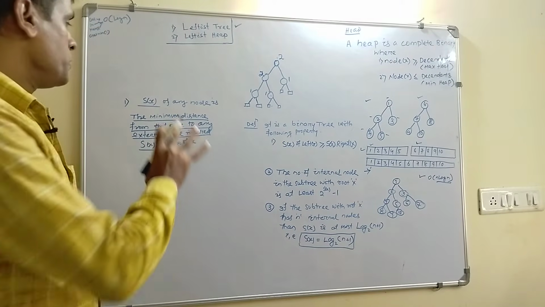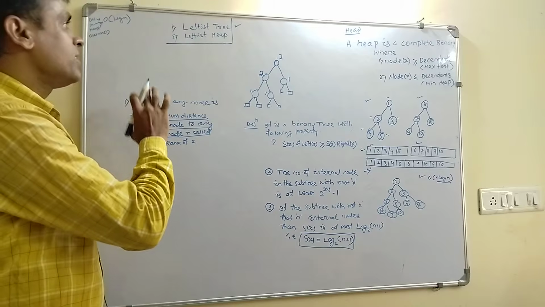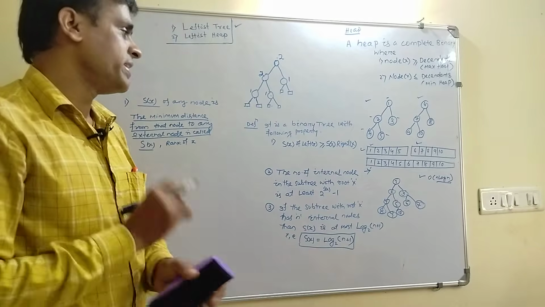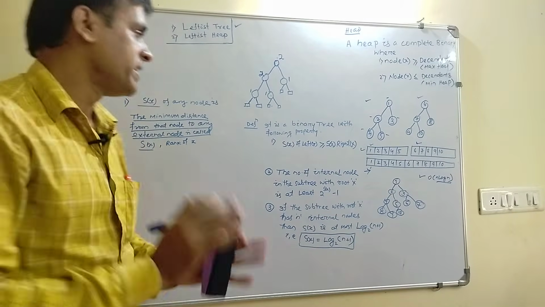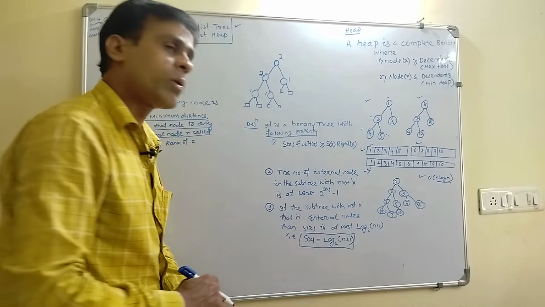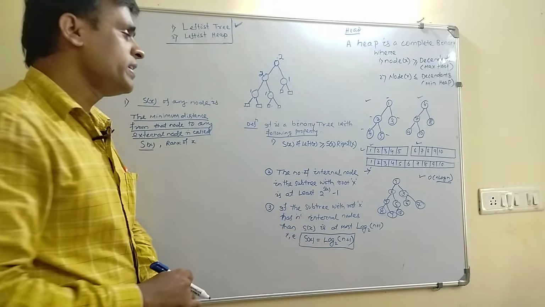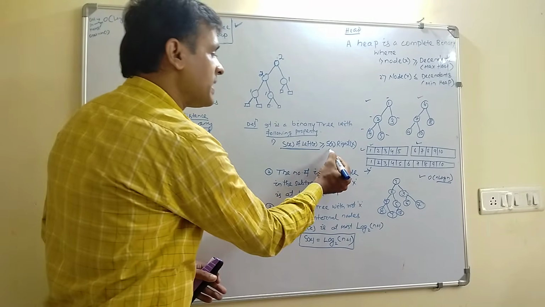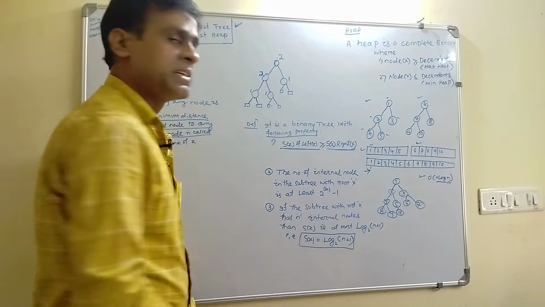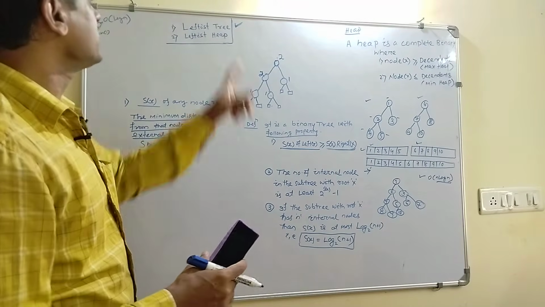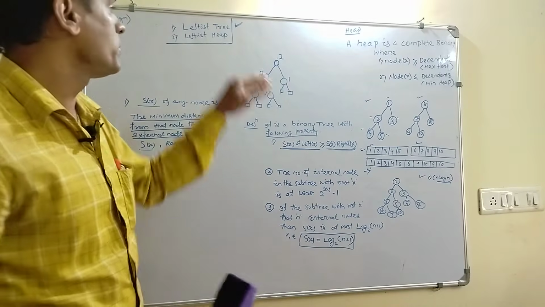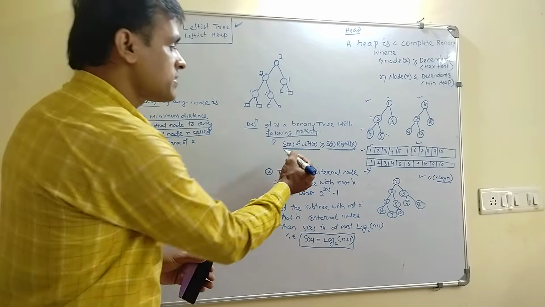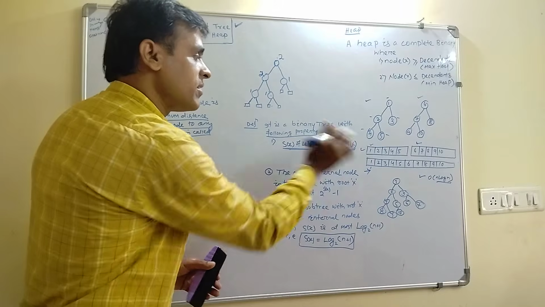Now, given the S(x) value, the definition of a leftist tree says that it is also a binary tree with the following property. Property number 1 says that the S(x) value of the left child should be greater than or equal to the S(x) value of the right child. If that is the case, then we can say it is a leftist tree. I will tell you the complete definition at the end, but a leftist tree is a tree in which the S(x) value of the left child is greater than or equal to the S(x) value of the right child.